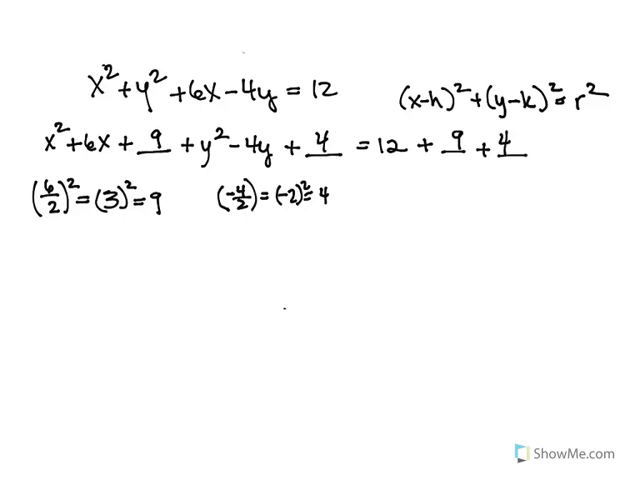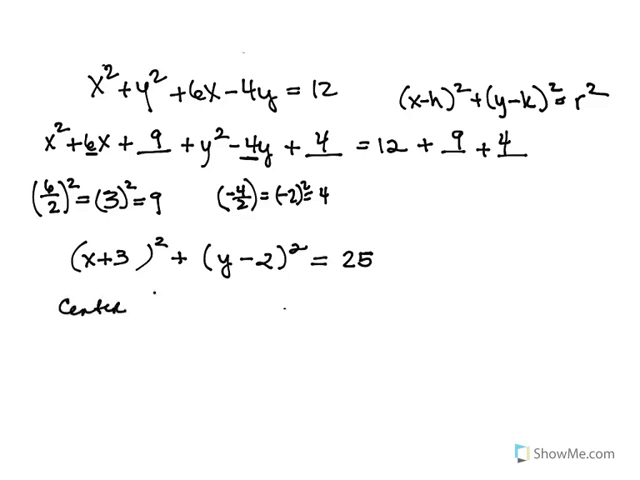Okay, so what should have happened is you should have taken half of 6, squared it, and ended up with a 9, which is added to both sides. Then you should have taken half of negative 4, or just 4, halved it, and then squared that and got positive 4. So our next line would be us factoring x plus 3 squared, y minus 2 squared equals, so then 12 plus 9 plus 4, and that would give us a 25.